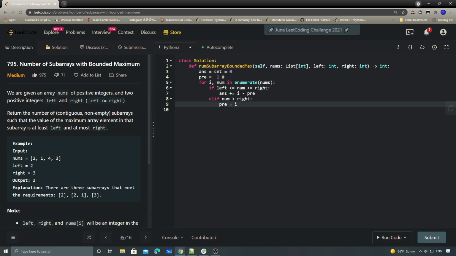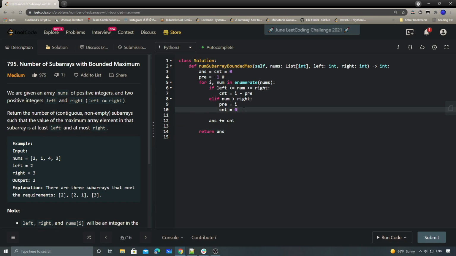And then I think we still need the count, because if the number is smaller than the left, then we'll be using the previous count. Okay, then let's maintain this count anyway. So we have a count and the pre. Whenever the number is greater than right, we reset this pre to the current index, and we also reset the count to 0 because, like I said, we're starting all over again. Then in the end, we do answer plus equals count. We accumulate this count into the final answer. Then we return the answer.